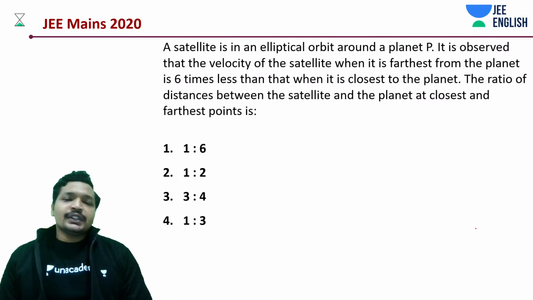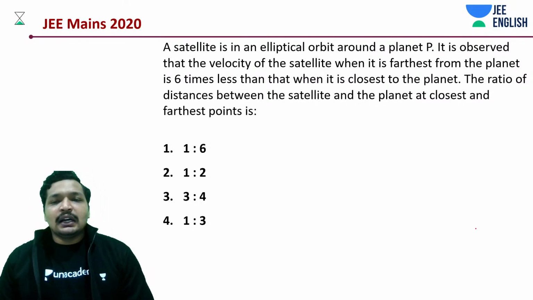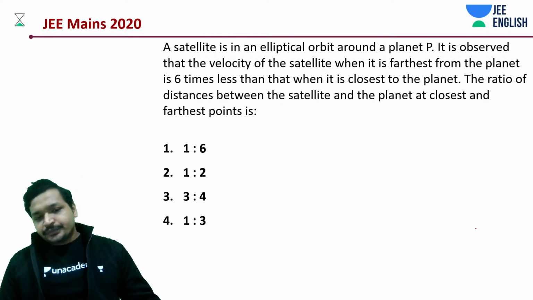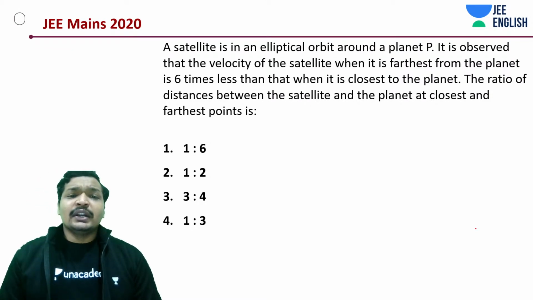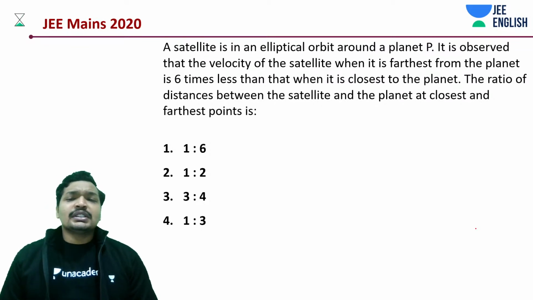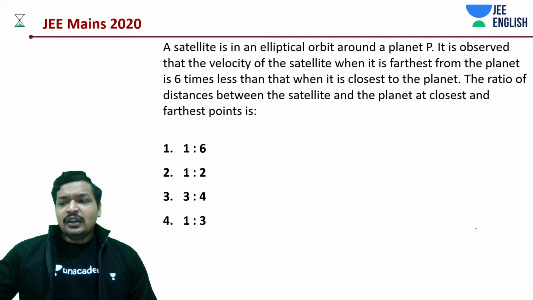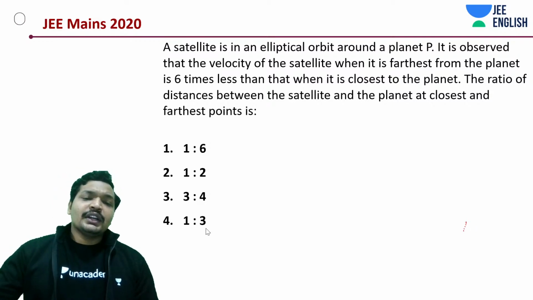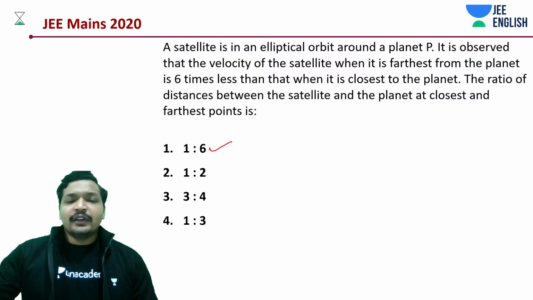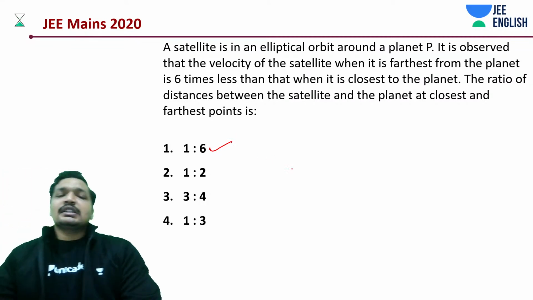Okay, the ratio of the distances between the planet and the satellite at the closest and the farthest point of going. Of course, this is an easy one. We understood it. If the ratio is 6 to 1, it should be 1:6, right? What are we dealing with? We are dealing with conservation of... But let's discuss this concept in detail.